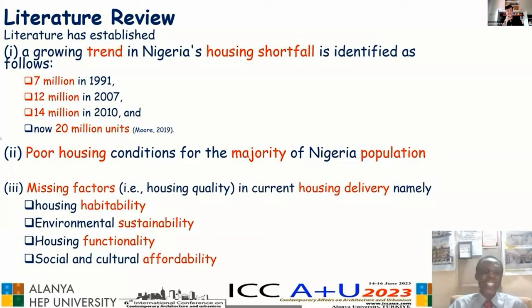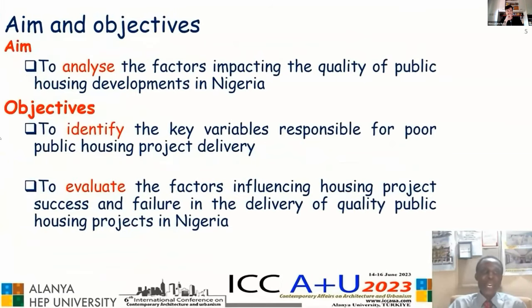The missing factors identified in the literature, which is the quality of those housing in current housing delivery, are housing habitability, environmental sustainability of the housing, functionality of those housing, and sociocultural affordability of the houses. The aim and objective of our study is presented thus. The aim is to analyze the factors impacting the quality of housing development in Nigeria. We identify two objectives here: one, to identify the key variables responsible for poor public housing project delivery, and two, to evaluate the factors influencing housing project success and failure in the delivery of quality public housing projects in Nigeria.